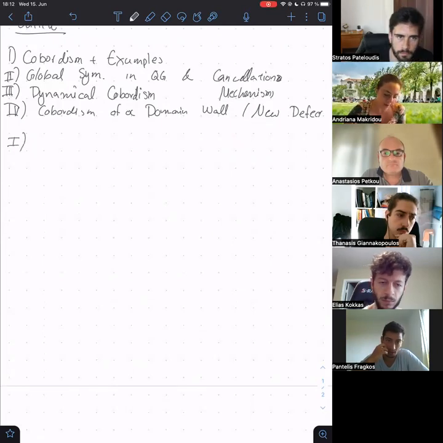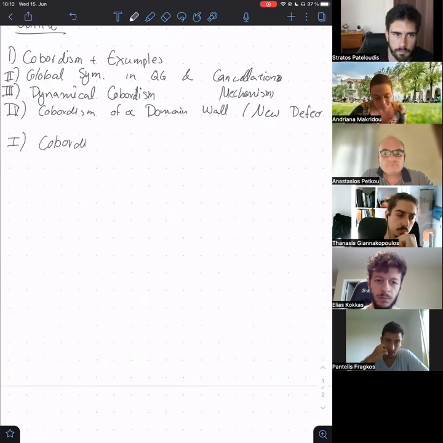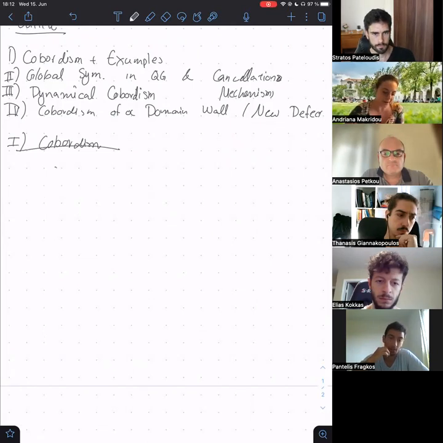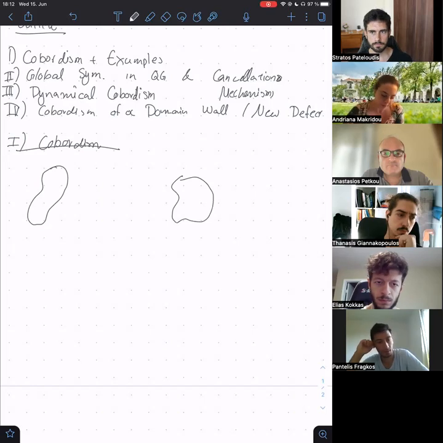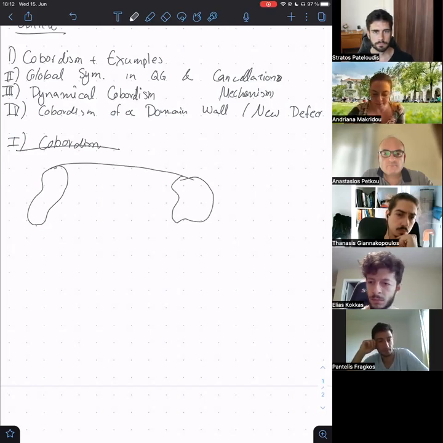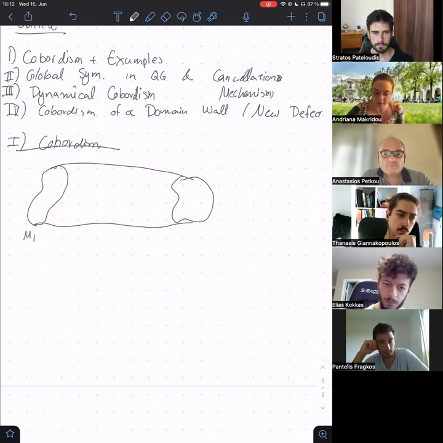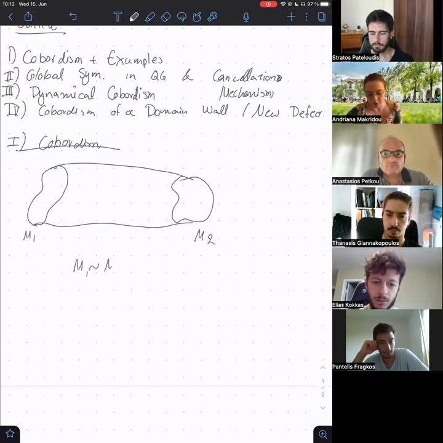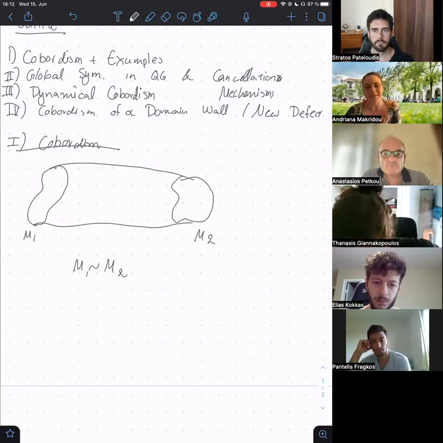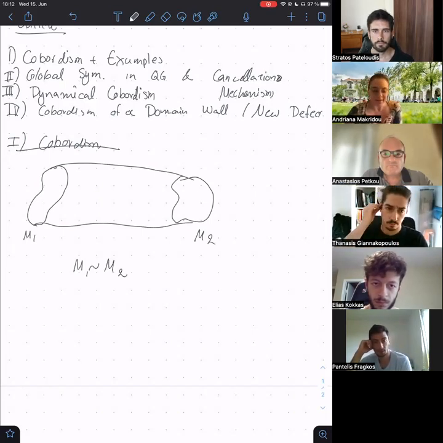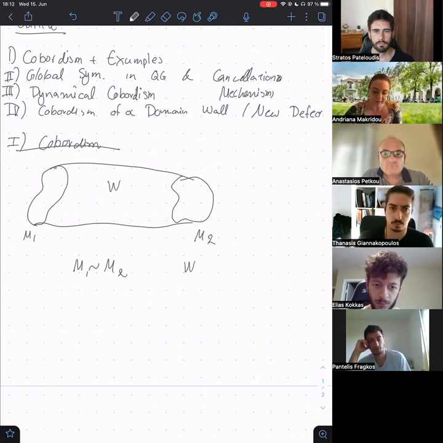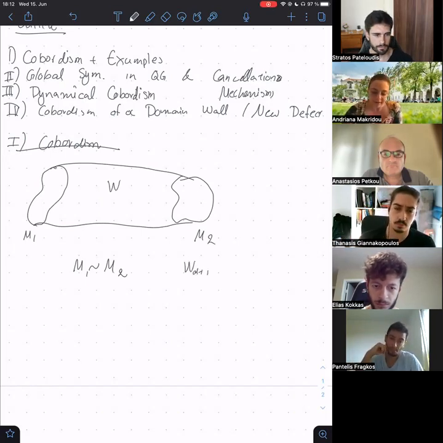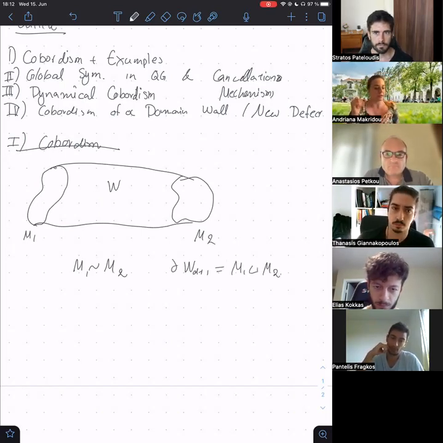Okay, so let's start with part 1. What's cobordism? The idea is that you have 2 manifolds of some fixed dimension D, and then one can say that the manifolds, let's say M1 and M2, are cobordant to each other, and we write M1 cobordant to M2. We read it as that when one can find some other manifold W, which is D plus 1 dimensional, such that the boundary of W is the disjoint union of the initial manifolds we started with.